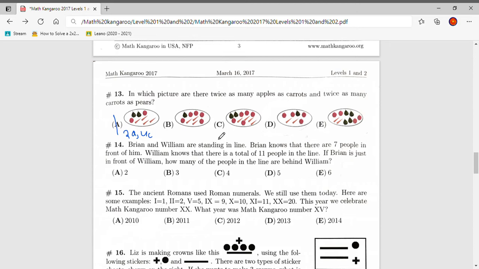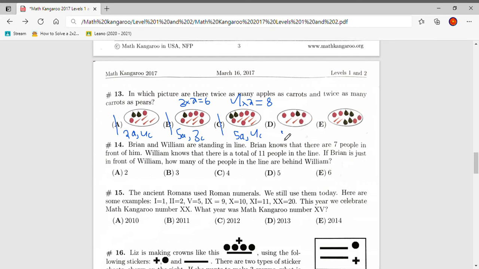B. B has 5 apples and 3 carrots. Let's make these carrots twice. So 3 times 2, we get 6. As we can see, 6 is not equal to 5, so can't be B. Now, in C, there are once again 5 apples, and instead of 3 carrots, there are 4 carrots. So now when we multiply 4 times 2, we get 8. And so 8 is not equal to 5, so once again, no for C.